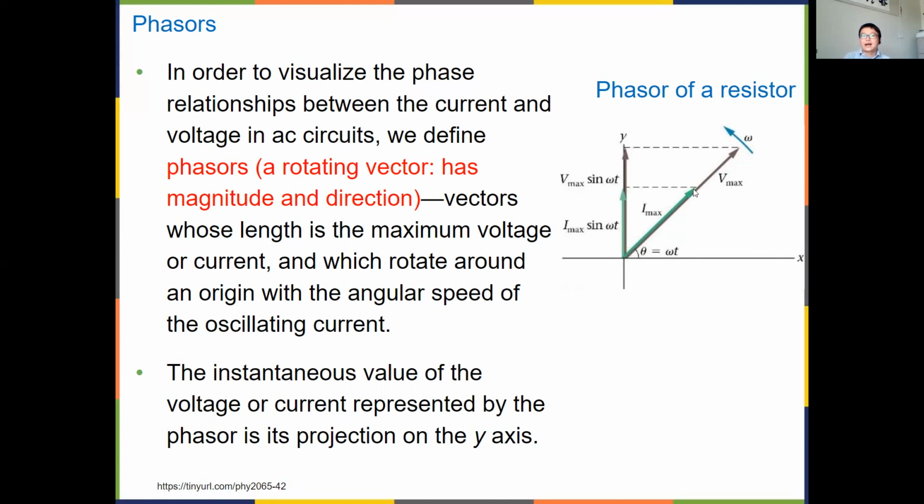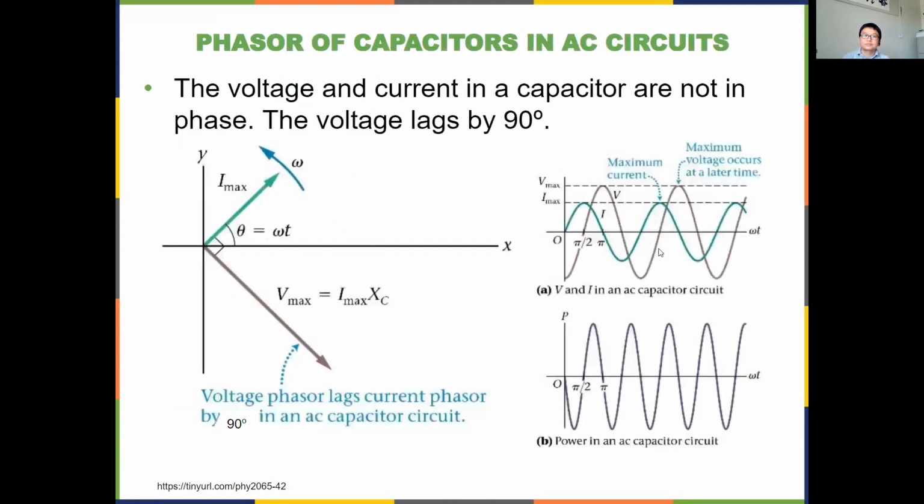If the Imax vector and the Vmax vector have the same directional angle theta, that means they are in phase, right? They are the same sine function. So this refers to the phasor of voltage and the phasor of current for a resistor in an AC circuit.